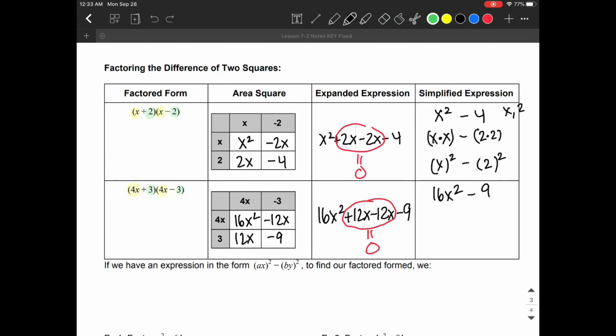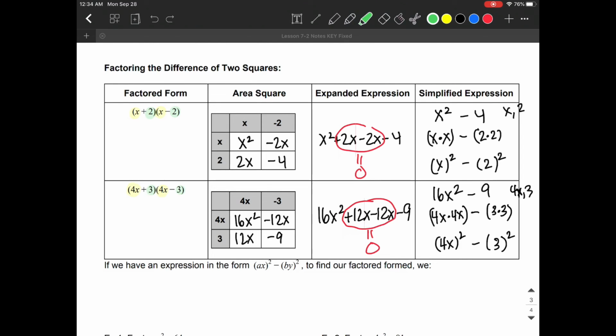All right, in the second example, where do I see 4x and 3? Well, if I break down the first term, 4x times 4x gives me 16x squared. And if I break down the second term, it's 3 times 3. I'm doing the difference of that. Well, I could rewrite this as 4x squared minus 3 squared, the difference of 2 squares.